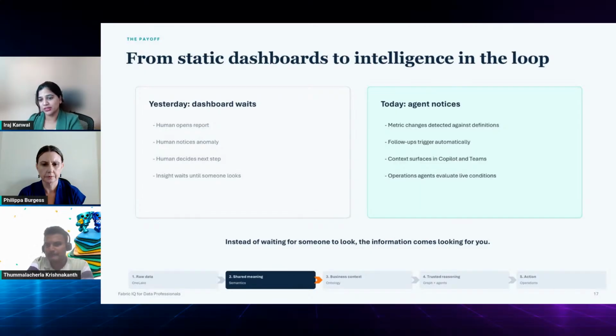But in the newer model, an agent can monitor the governed metrics. It can detect meaningful changes, investigate using the shared definitions, surface relevant context in Copilot or Teams, and recommend a next step. With the right guardrails, it may trigger a workflow or create a notification. And this does not remove a human from the process. It changes when a human enters the process. Instead of asking people to constantly scan the dashboard, we can bring them into the loop when something needs attention. And this is the proposition in this slide.